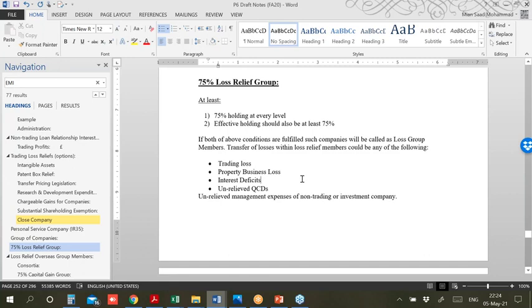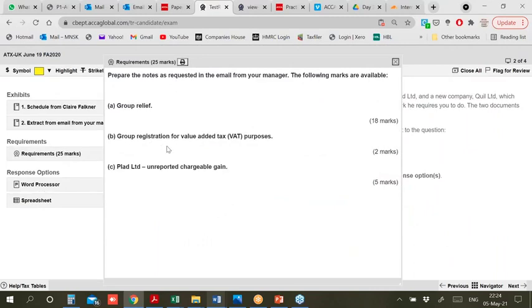So these are certain advantages that I should keep in mind before reading the question. Coming back to the question, the second requirement is related to group registration for value-added tax purposes for 2 marks. I'll be concerned to answer this requirement first because it is a very easy requirement for 2 marks. I might be able to answer it in isolation without getting into the nitty-gritties of the scenario. The third one, Plaid Limited unreported chargeable gain.